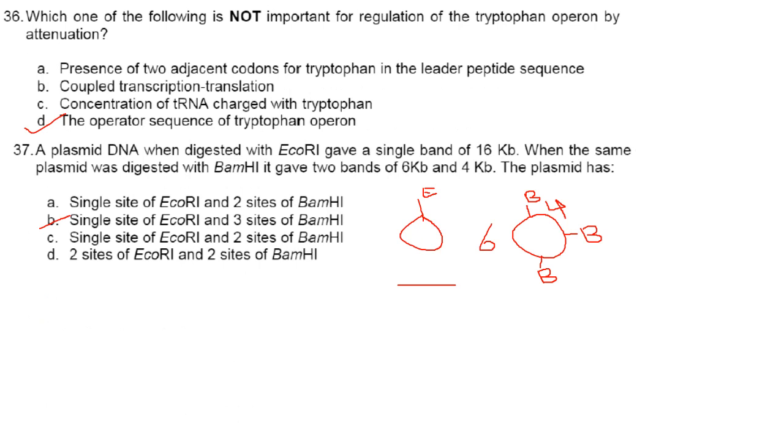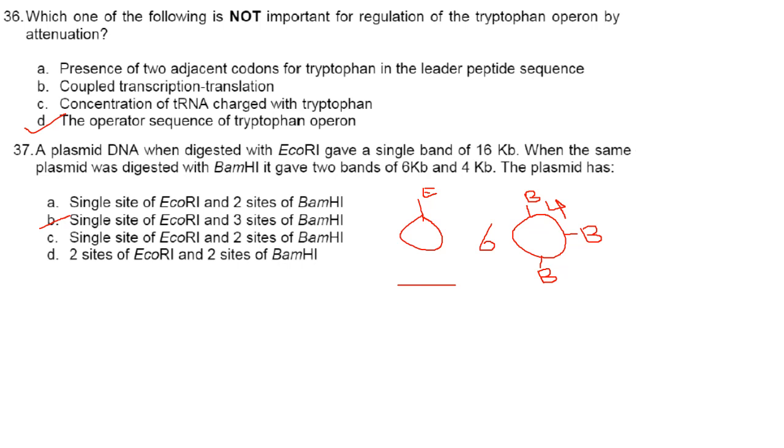Then next one. Which one of the following is not important for regulation of the tryptophan operon by attenuation? Presence of two adjacent codons for tryptophan in the leader peptide sequence. Coupled transcription and translation. Concentration of tRNA charged with tryptophan. The operator sequence of the tryptophan operon. So the answer is the operator sequence of the tryptophan operon.